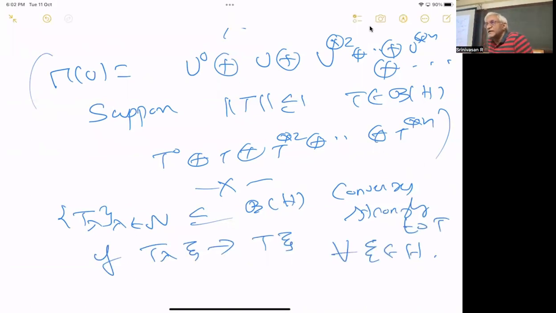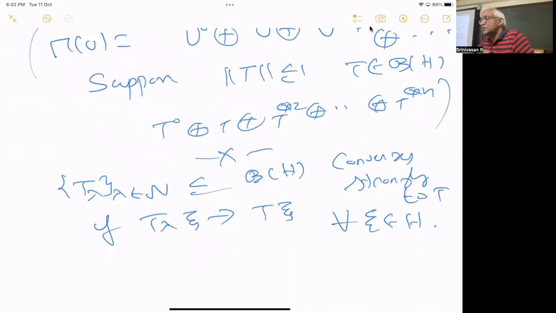That doesn't mean it will converge in norm. Norm convergence is something else. It's like uniform convergence. What is norm convergence? It has to converge uniformly inside the unit ball. If it converges uniformly inside the ball, then it will converge in norm. But strong convergence is pointwise. For each point, it will converge. Okay, so this is a different topology. In general, it's not a metrizable topology.